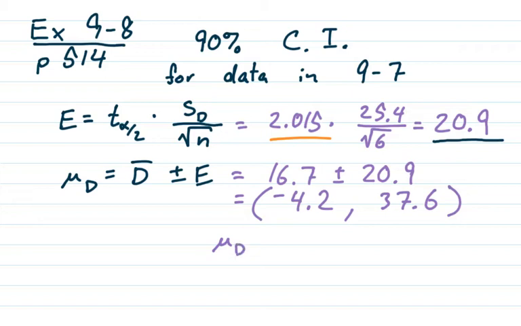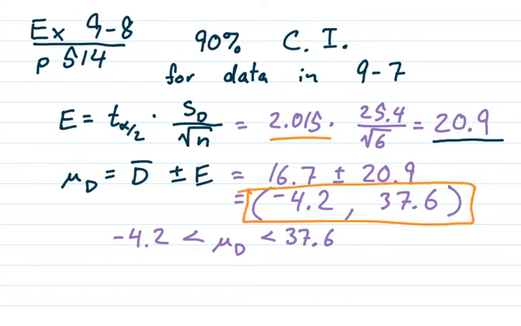And so here we can actually express this in interval notation, or we can rewrite it like this. Mu subscript d is bounded between these two values. The interval is from negative 4.2 all the way to positive 37.6. This is just two equivalent ways of expressing the same thing. You can put it like this in interval notation, or you can leave it like that. Notice the quiz will mark you wrong either way. There's no margin of error for that. But then I come back and give partial credit.